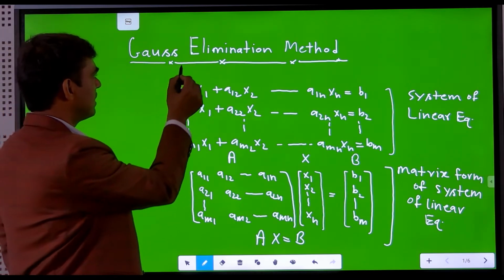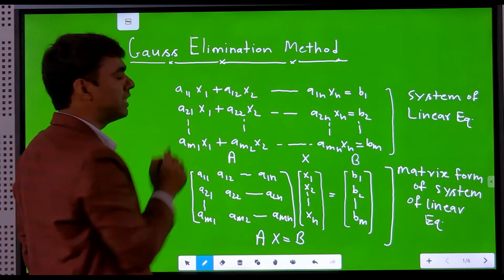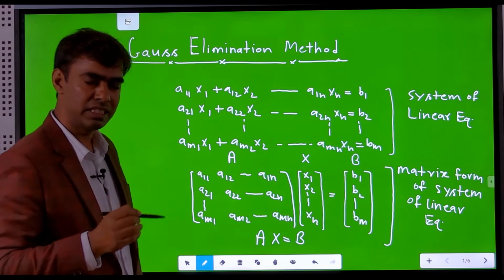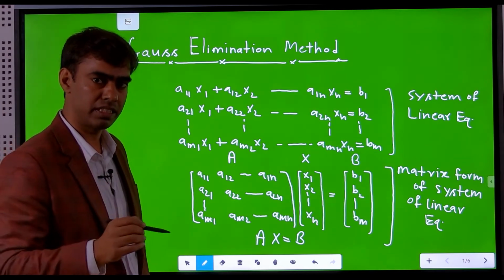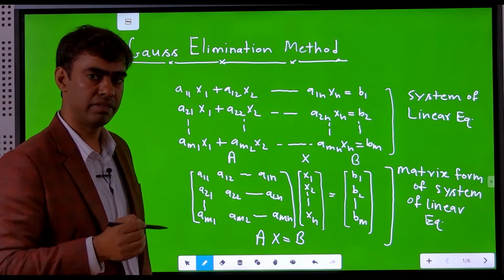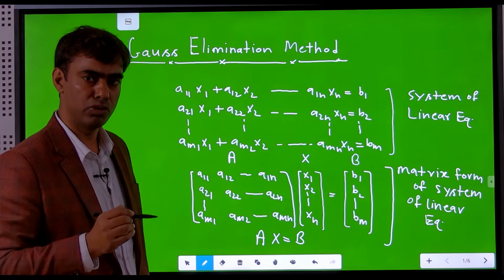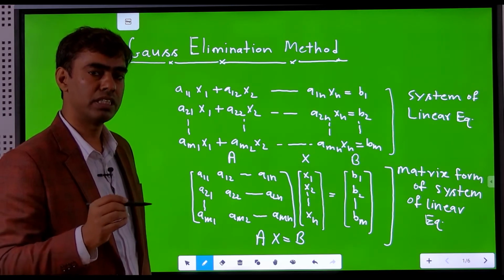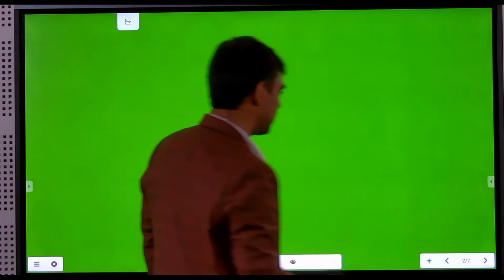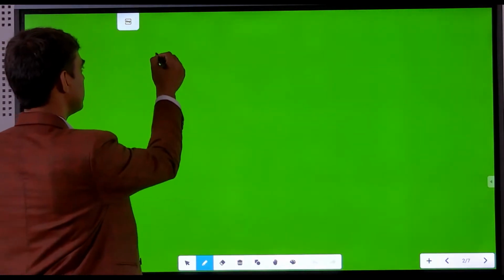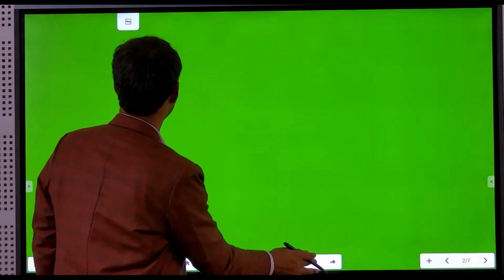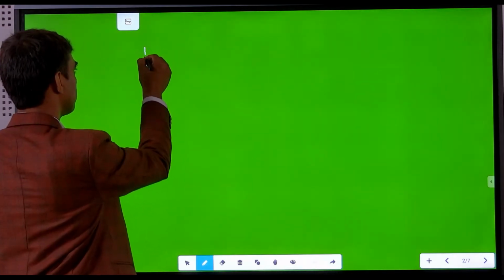As the name suggests, there is a term elimination. In the Gauss elimination method, there are two steps. In the first step, we perform the elimination, known as forward elimination. Then, to find the value of the unknowns after the elimination, we do what is known as backward substitution. So, in the Gauss elimination method, there are two steps. The first one is forward elimination.